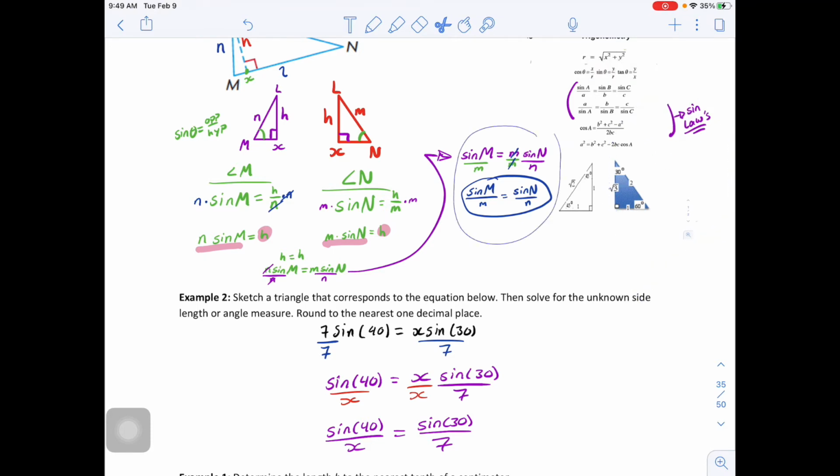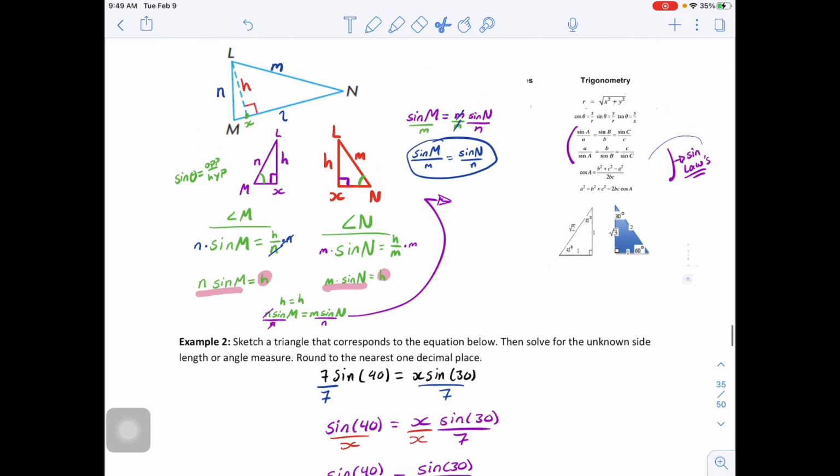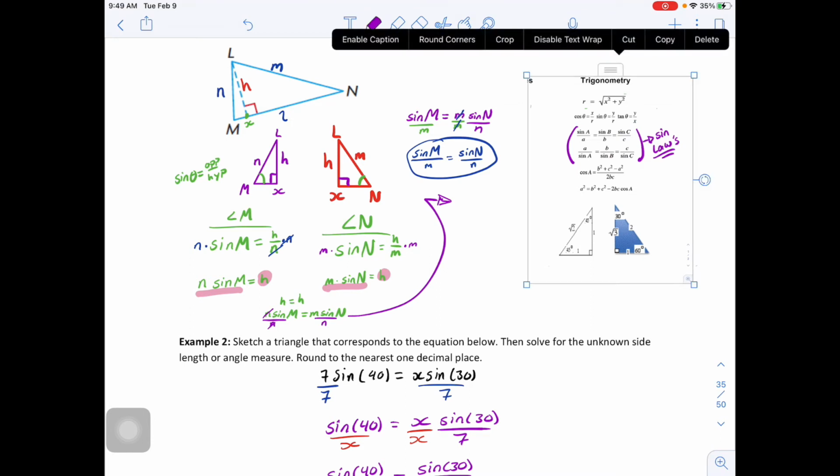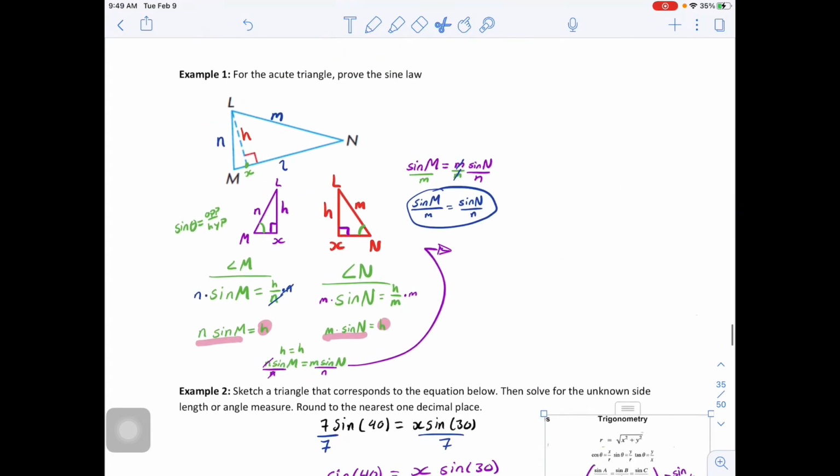Just give me one sec, gotta move all this over. There we go. Okay, so we can bring this down here so we can work with it. Just gonna quickly move this back.